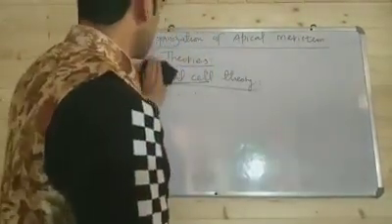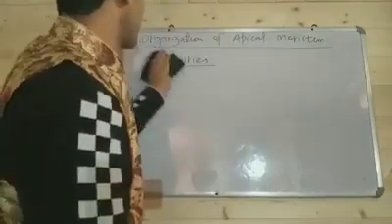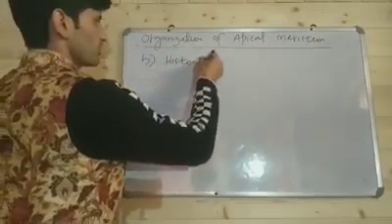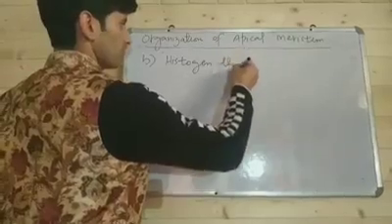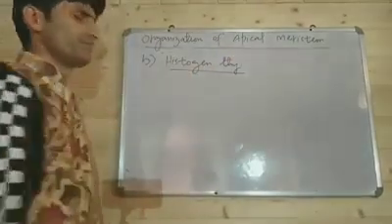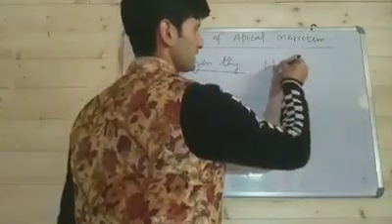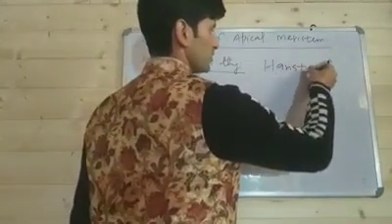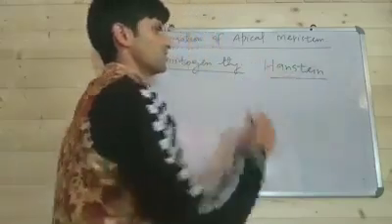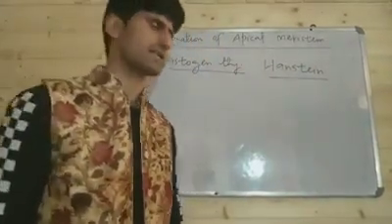Then let's move forward. Then we have theory number 2, which explains the organization of apical meristem. That is what we call histogen theory. This histogen theory was given by Hanstein.